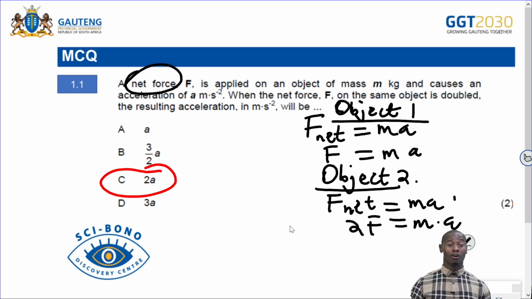Okay? So using Newton's second law, acceleration, remember, is directly proportional to the force. So if F is doubled, you're expecting A to also be doubled.